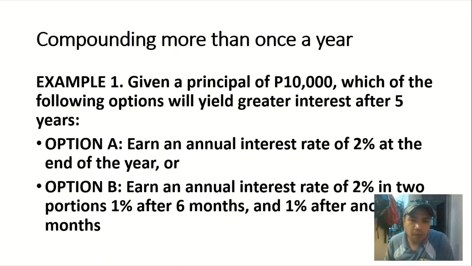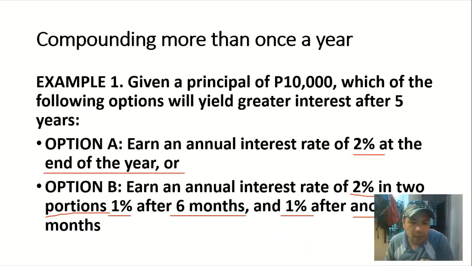Okay, so example 1. Given a principal of 10,000, which of the following options will yield greater interest after 5 years? So the first option, option A, earn an annual interest rate of 2% at the end of the year. So this one is compounded once a year. And for option B, earn an annual interest rate of 2% in two portions. First is 1% after 6 months and another 1% after 6 months.